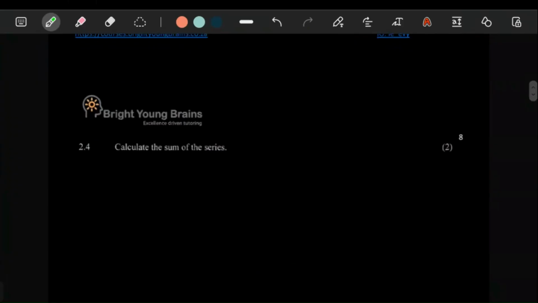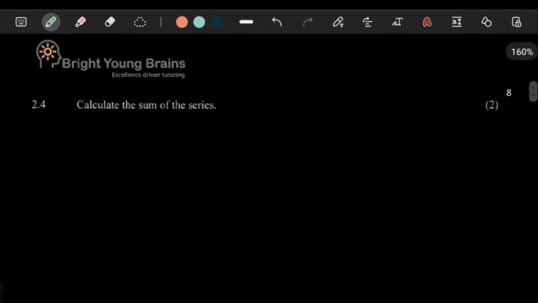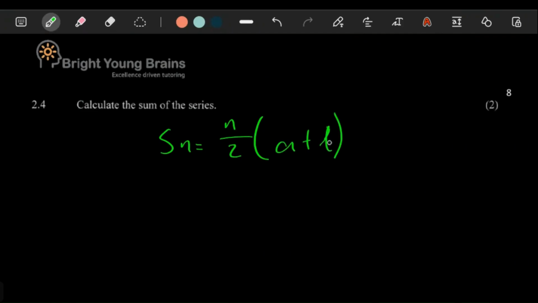It says calculate the sum of the series. So this is just you adding up all the terms in the series. Now, adding up all the terms in the series, as mentioned, there are two methods. The one I already showed you the formula you can use. Since you know the last term, the one method you can use is this formula, a plus l, where l is the last term.